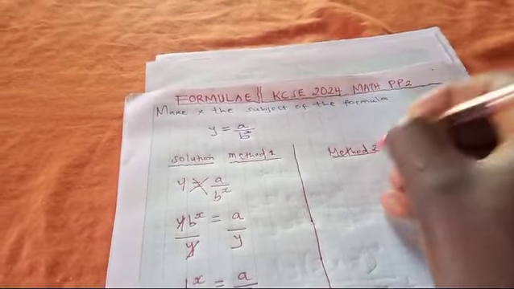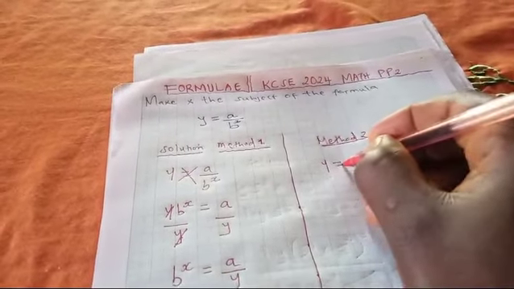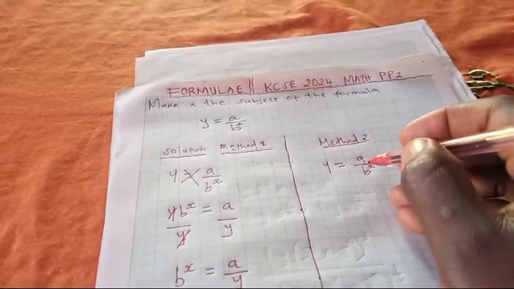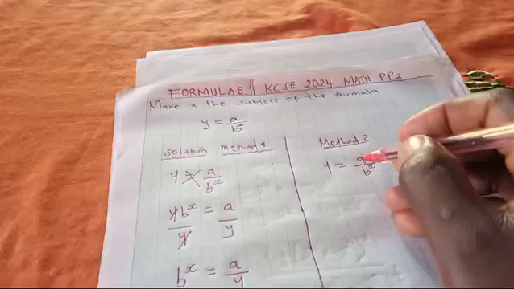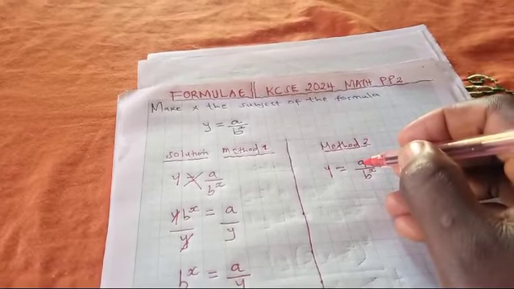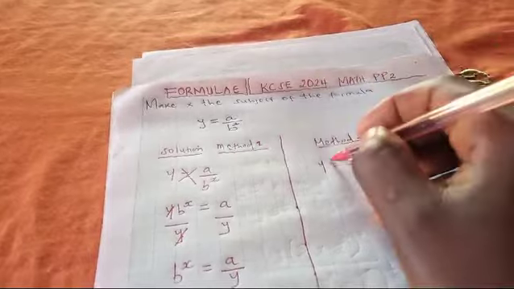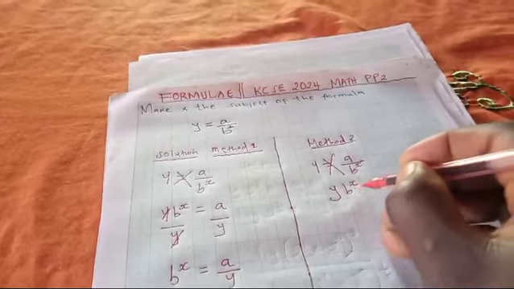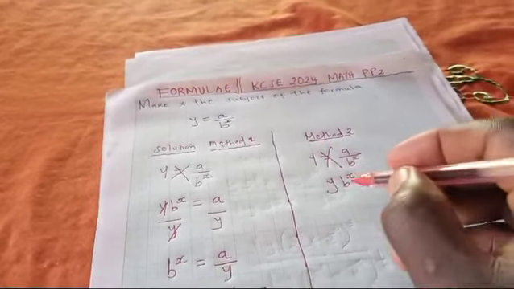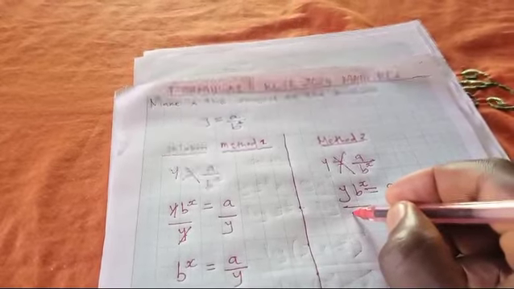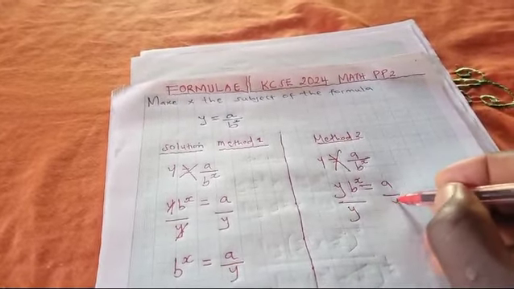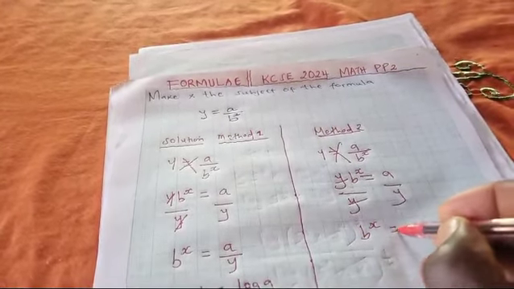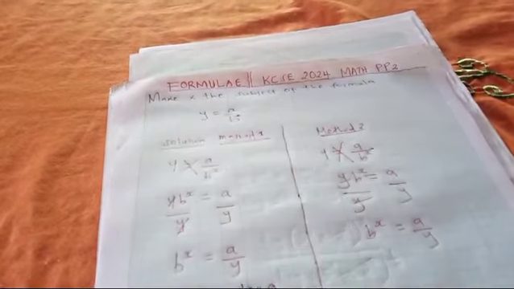Method 2. Under this we say y is equal to a over b raised to power x. We do the same: we cross multiply like this, and then have y b raised to power x is equal to a. We divide both sides by y. So y and y cancel. We have b raised to x is equal to a over y.